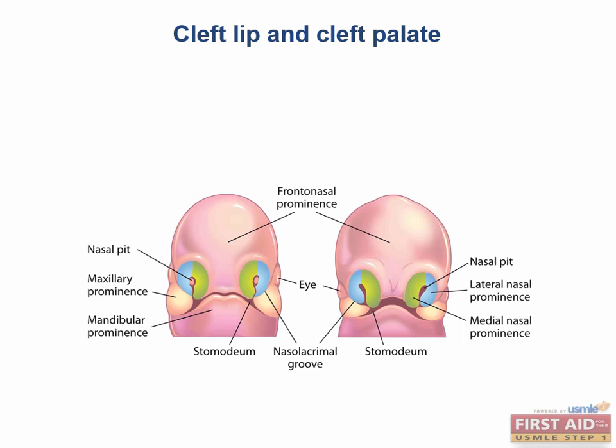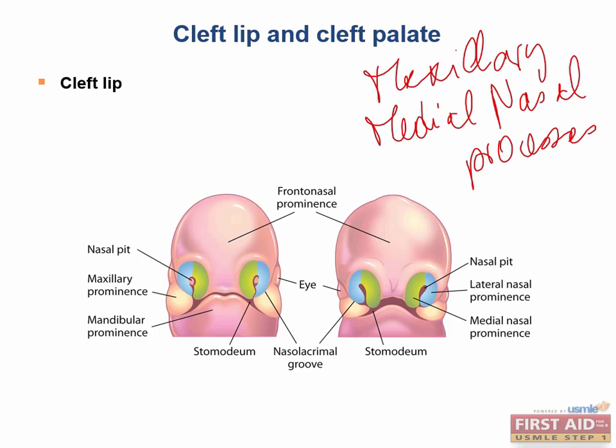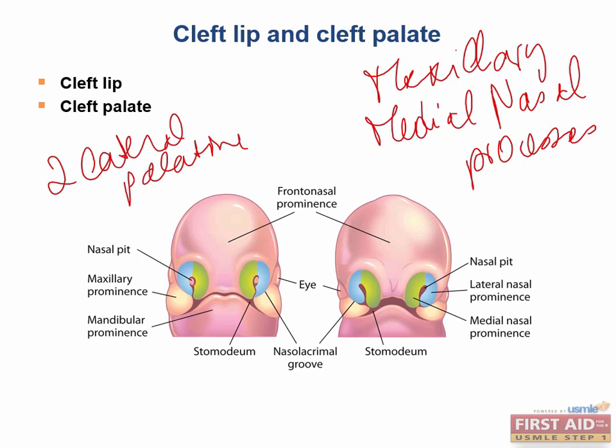So a cleft lip results from failure of fusion of the maxillary and medial nasal processes, which comprise the primary palate. A cleft palate results from severe abnormalities. You have the failure of the fusion of the two lateral palatine processes, or failure of fusion of either of the processes with the nasal septum and/or the median palatine process.